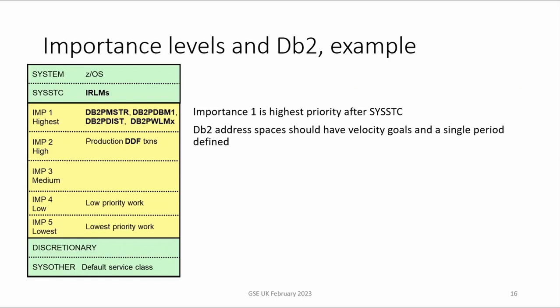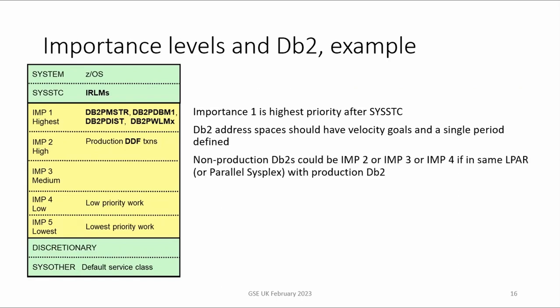Now, non-production DB2s, if they're in the same LPAR or sysplex, could be in importance 2 or 3 or 4, right? I know that for people using the development DB2 system, it's their production DB2, but it probably isn't going to compare in criticality to your business or your organization with your production DB2s. So you put them there relative to other work on the system.